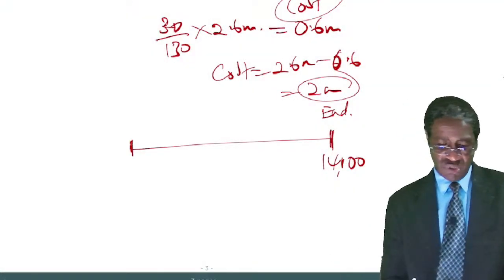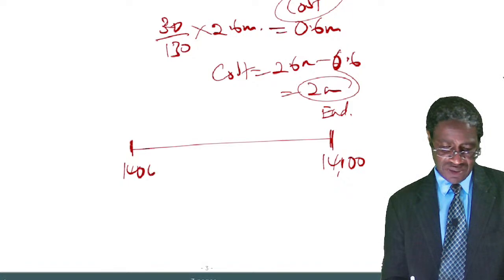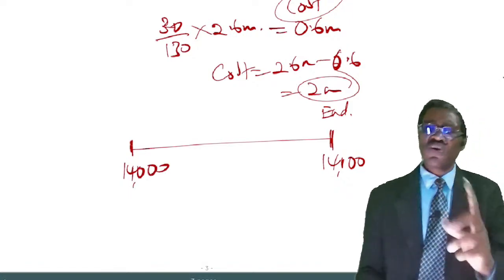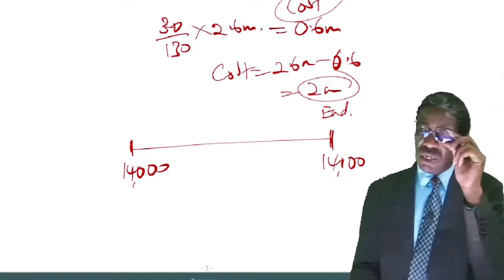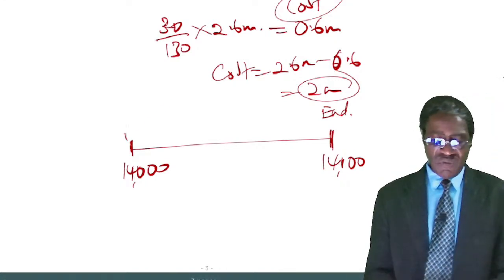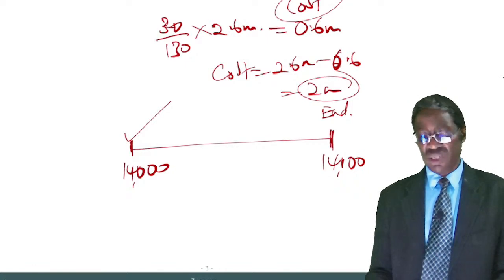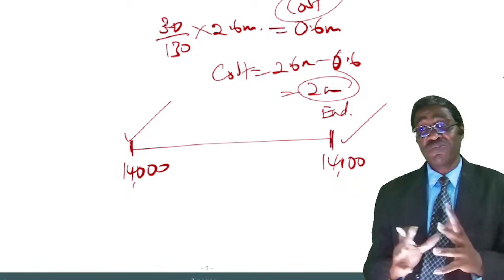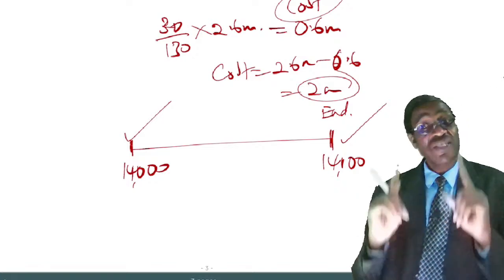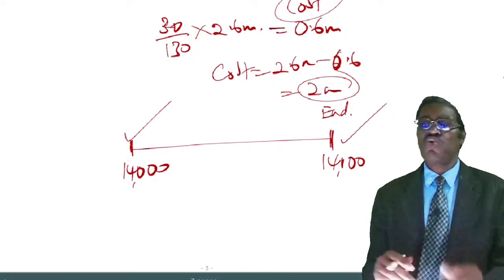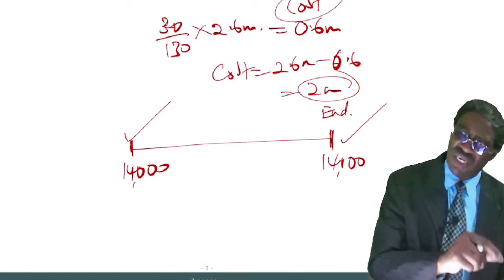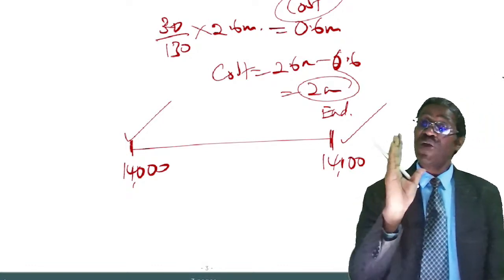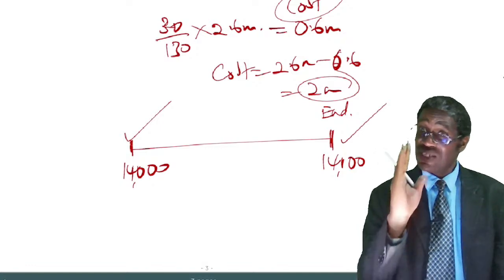Listen, 14,000. Listen carefully. So this question wanted you to confuse and say, oh, the building has a value of 14,000. By the end of the year, it was valued at 14,100. Therefore, it must have made a gain of 100. The answer is no. You cannot compare the value by the beginning and the value at the end. You have to compare the values at the same point.